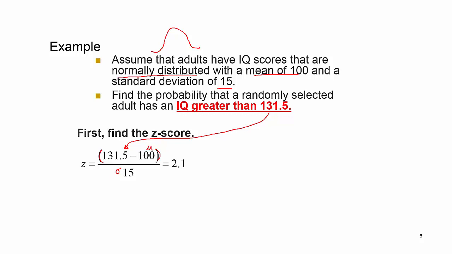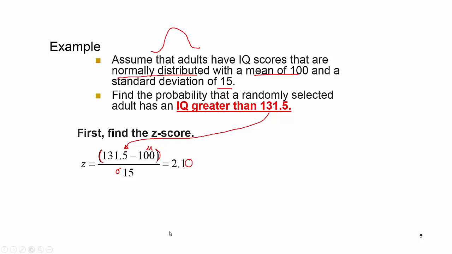Okay, so when we enter this in the calculator, it's important to remember that we need to always round our z to 2 decimal places. So this answer in the calculator is exactly 2.1. So this would be 2.10. So now let's look up z equals 2.10.